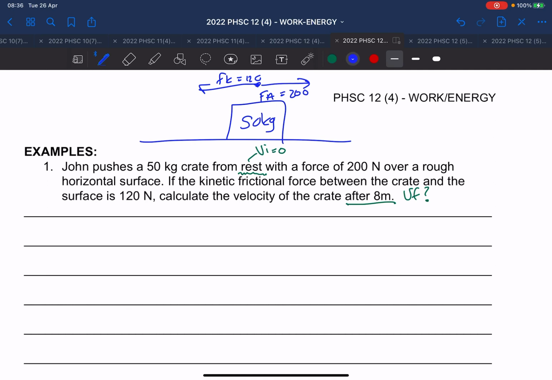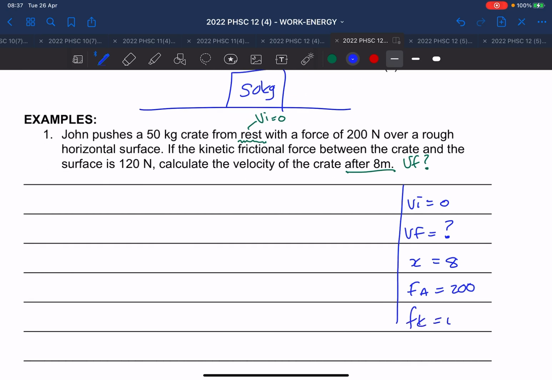Okay, so I'm going to fill in here on my right-hand side. The initial velocity is 0. The final velocity we want to get. The displacement is 8 meters. We have the applied force is 200. We have the frictional force is 120. And we have the mass is 50. So you see there's a lot of information there. That's why these questions can easily count 5, 6, 7 marks. So in this chapter, when a question counts 5, 6, 7 marks, don't think too quick. Two calculations, one calculation is enough.